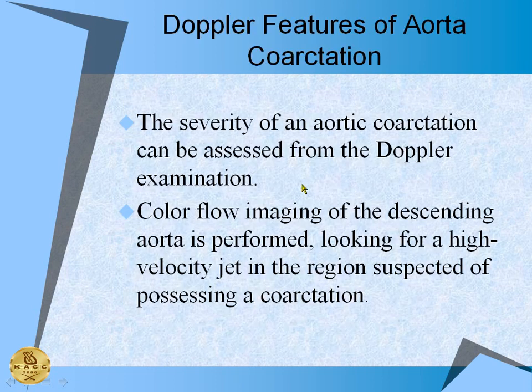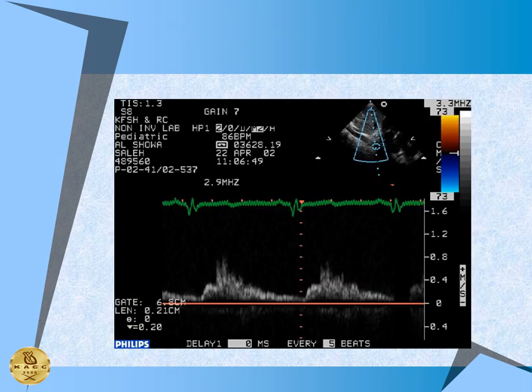isthmus of the aorta. The severity of an aortic coarctation can be assessed by Doppler examination. Color flow imaging of the descending aorta is performed, looking for a high velocity jet in the region of the suspected coarctation. What's a high velocity jet? It's a turbulent jet. It's either turbulent mosaic or turbulent red or turbulent blue. Usually it's a mosaic color combined of the three.